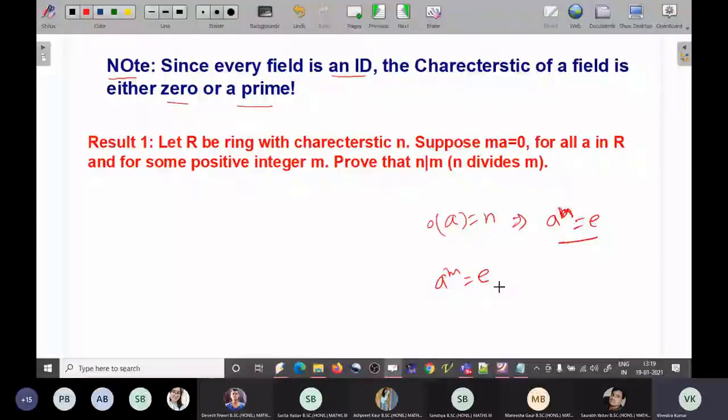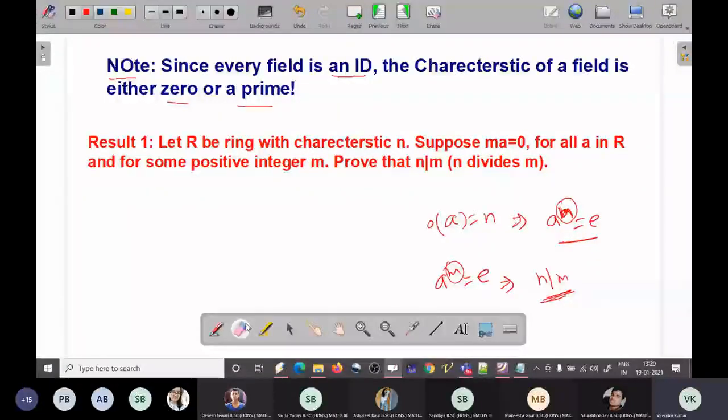So there is a result in parallel with this result about the characteristic, because the characteristic is defined on the basis of the order of an element. Fine. So here we go with another result. Let R be a ring with characteristic n. And suppose m times a equals 0 for all a belongs to R and for some positive integer m. Prove that n divides m. So this is the result we are going to prove.